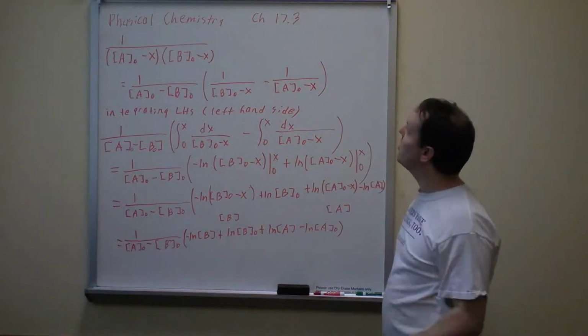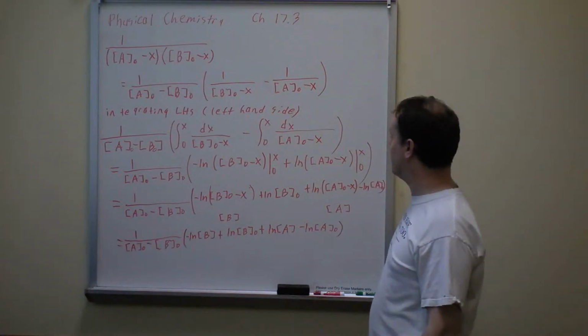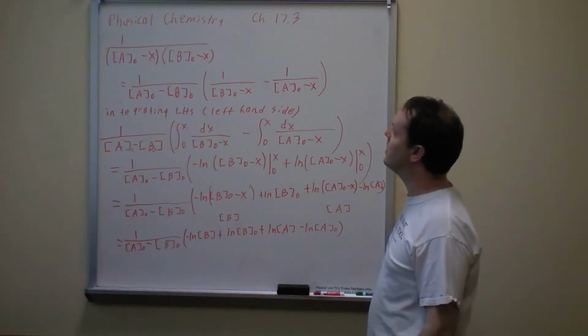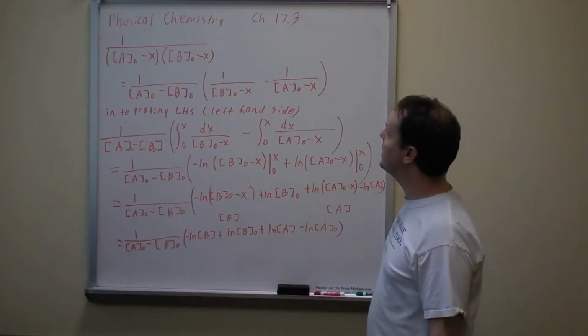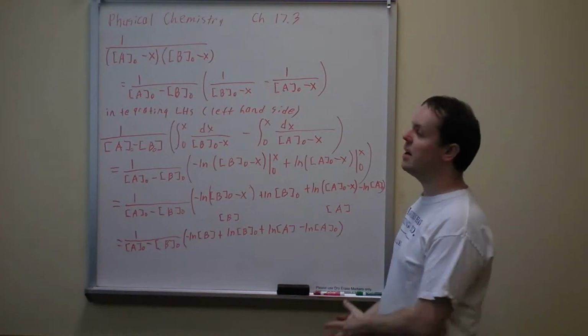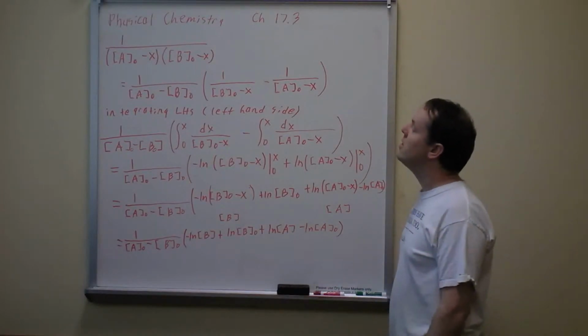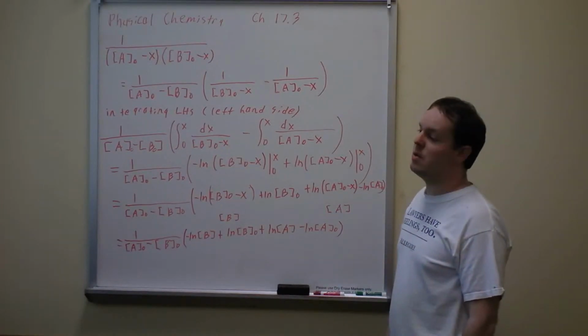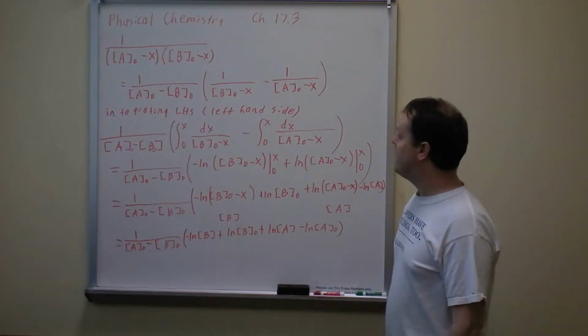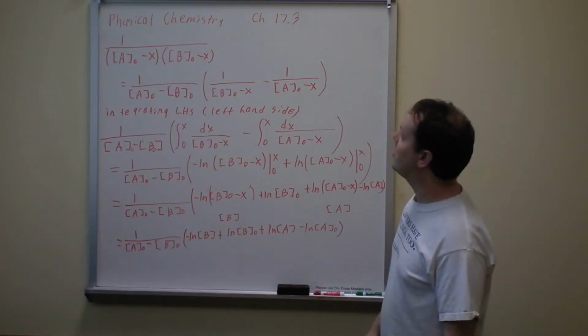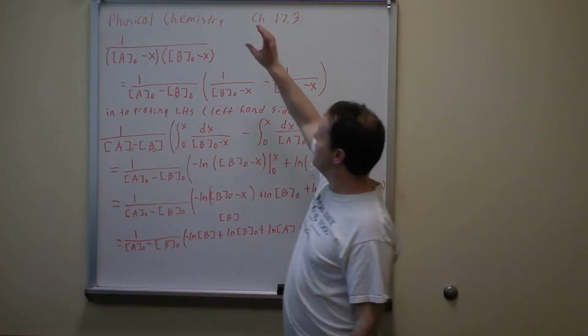Okay, continuing on physical chemistry, chapter 17, section 3, we're still doing a second order reaction of the type A and B going to product. And remember how we said we had an integral of two variables, concentration of A and concentration of B. So we decided the way to integrate that is going to be with the method of partial fractions. So we got this here.